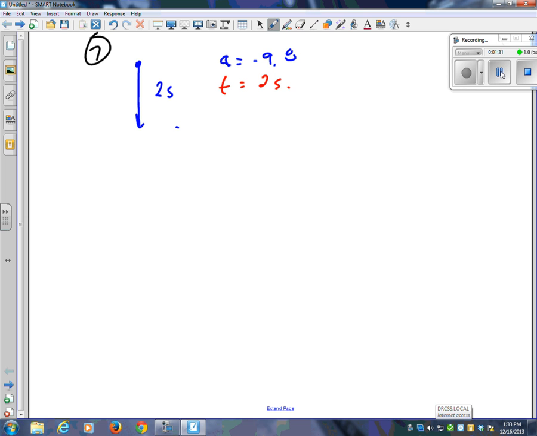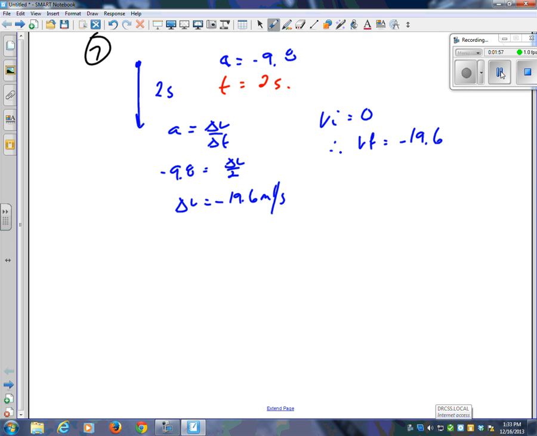So you would write something like a equals delta v over delta t. Minus 9.8 is delta v over 2. The change in velocity is minus 19.6 meters per second. And because the initial velocity is 0, it doesn't come right out and say that, but it doesn't say that it's rising or falling, so you have to assume that the initial velocity is 0. Therefore, the final velocity is minus 19.6. Right? That's pretty straightforward, I think.